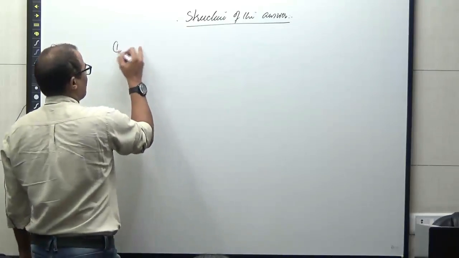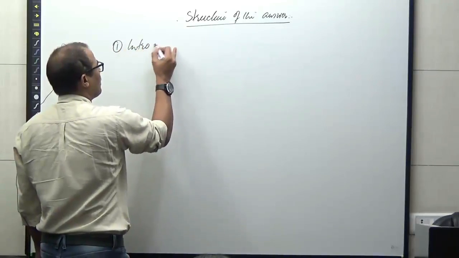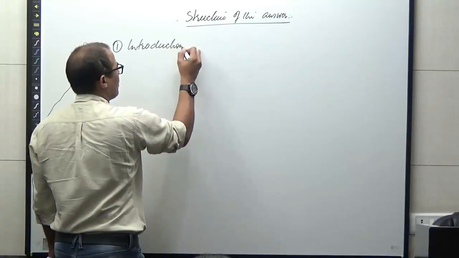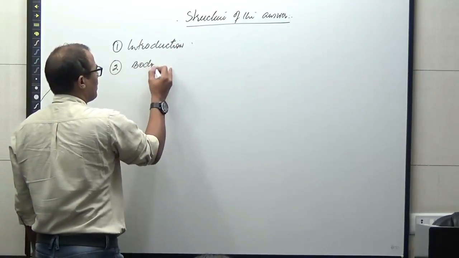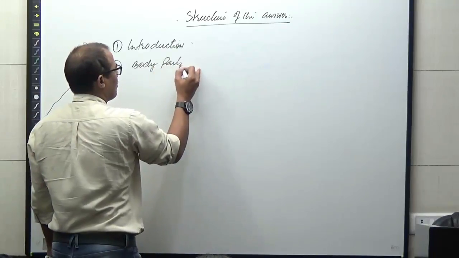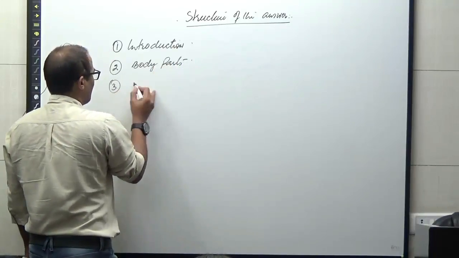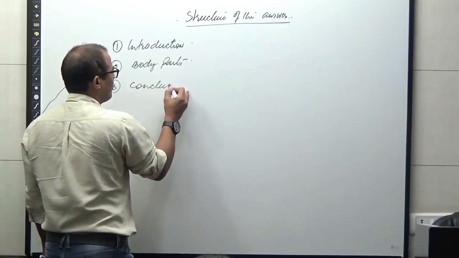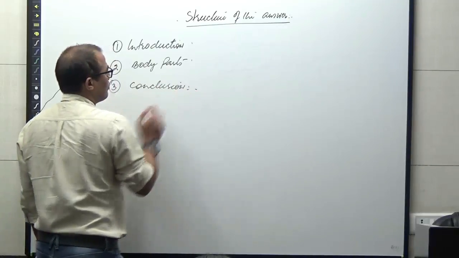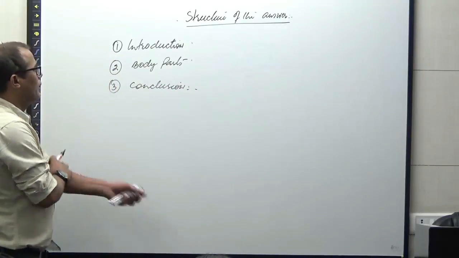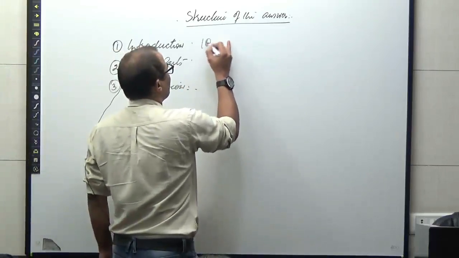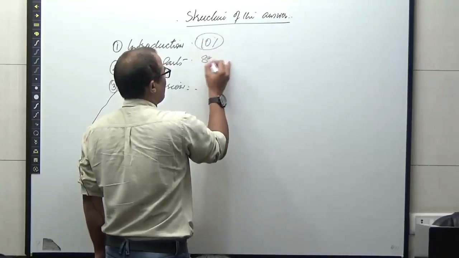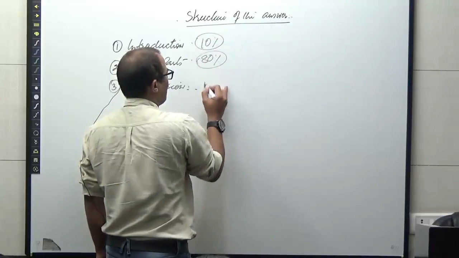There are three parts of every answer. Hope we all know that. It's introduction. Then we have body parts. And then we have conclusion. Normally, the weightage of the total number of words should be divided roughly like 10%, 80%, and 10%.